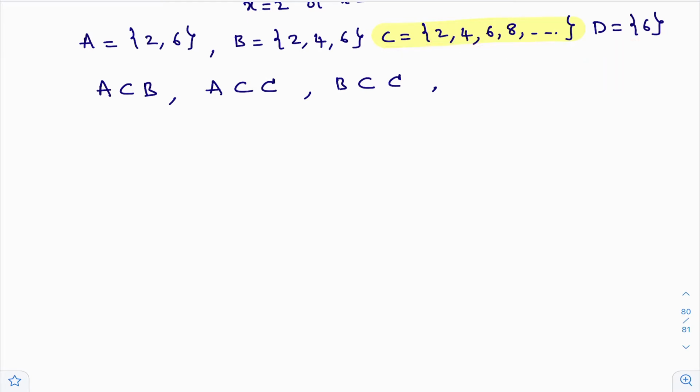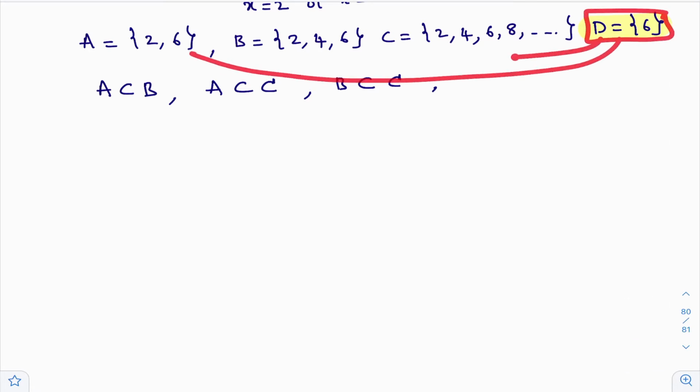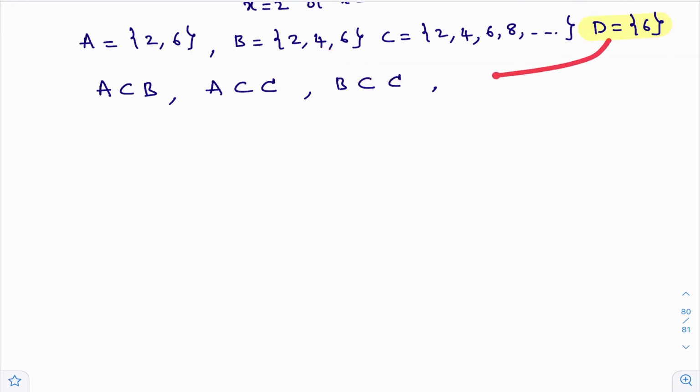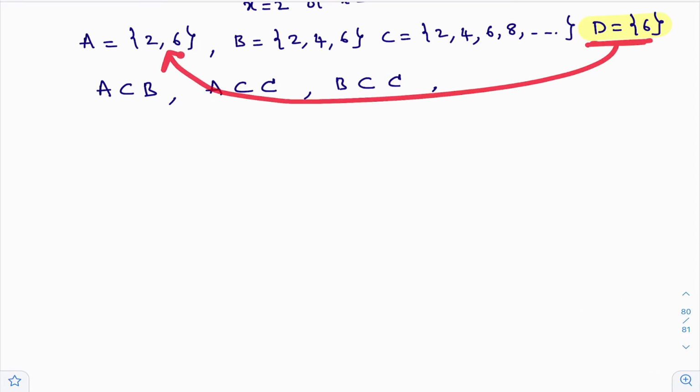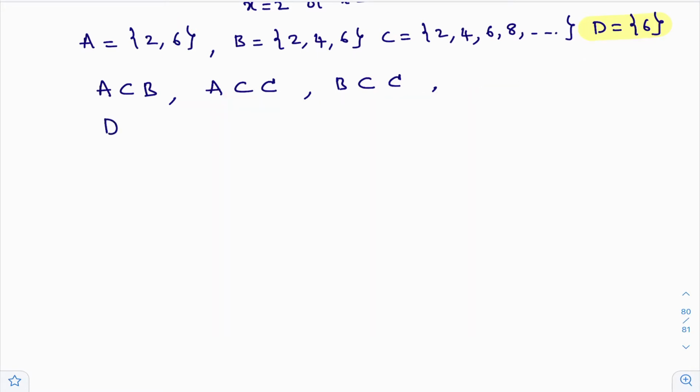Now here is an interesting factor. Now we will take set D. Okay. Set D. What do I need to check? I need to check whether D is a subset of A or not, D is a subset of B or not, D is a subset of C or not. Okay, check here, is D a subset of A? Are all the elements present in set D present in A? Yes, set D contains 6. 6 is there in set A. So what can I write here? I can write that D is a subset of A.